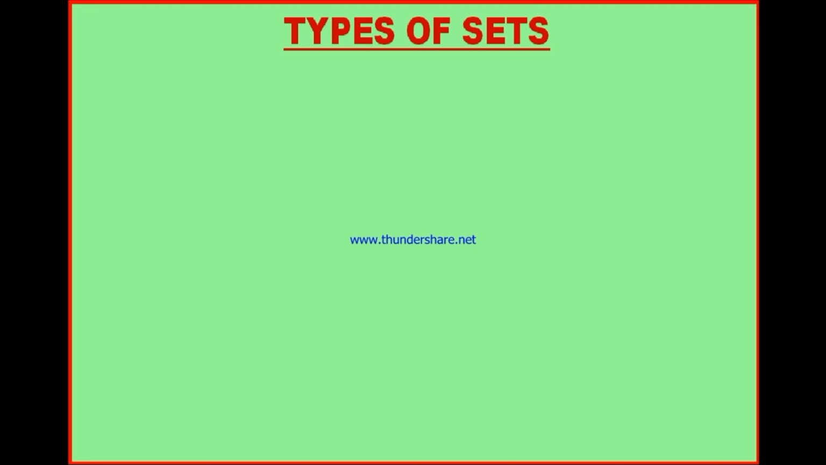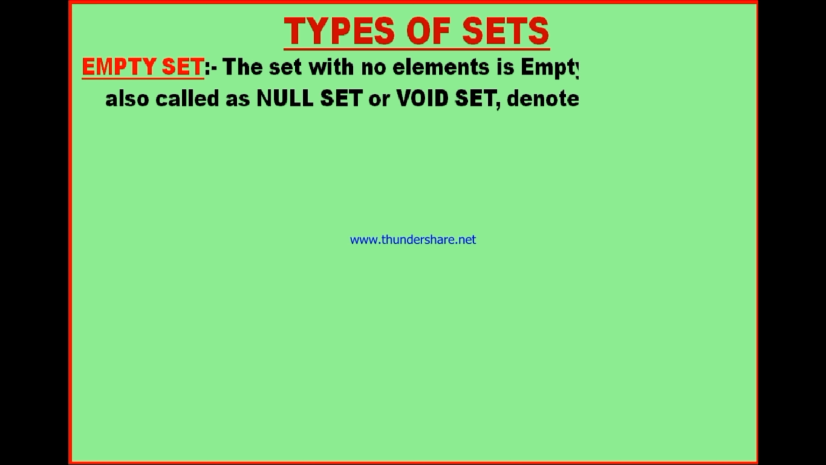I shall revise. A set is a well-defined collection of objects. Now look at the different types of sets. The first one is an empty set. The first type of the set is an empty set.